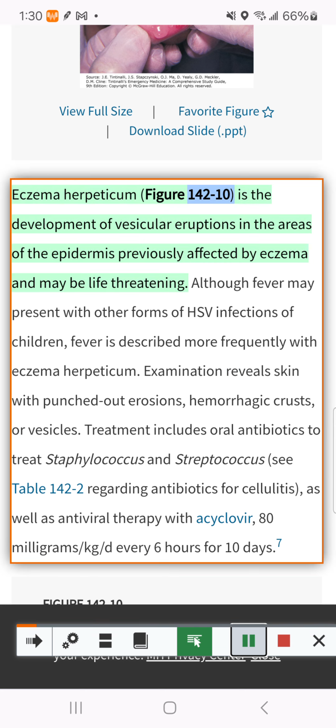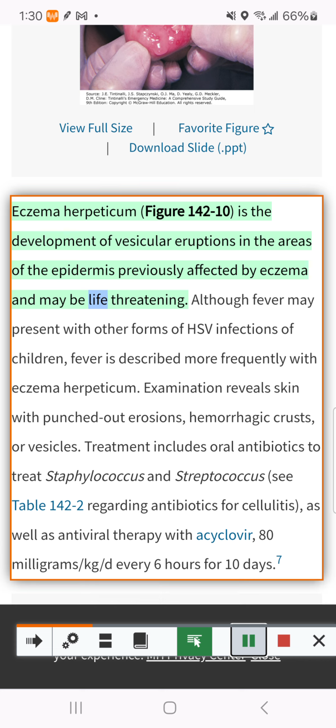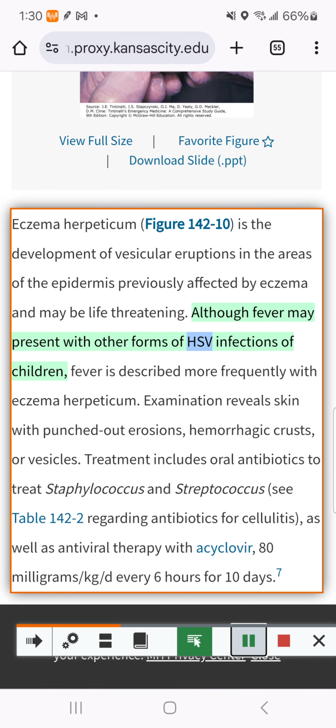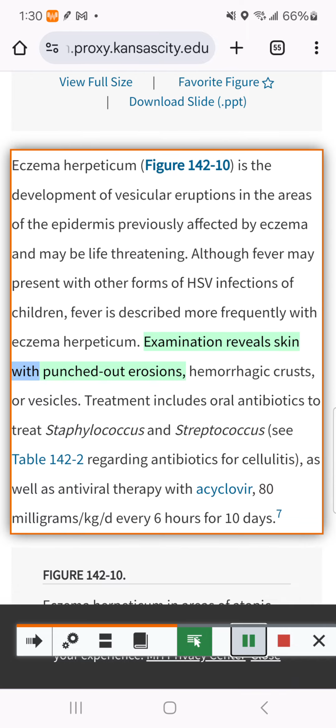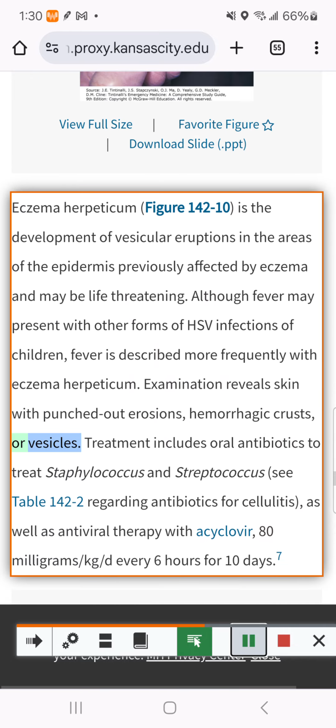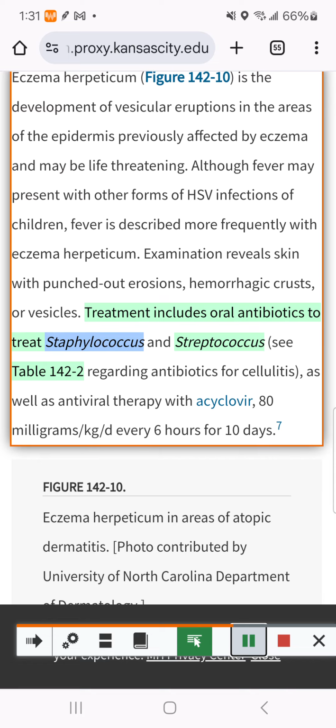Eczema herpeticum, figure 142-10, is the development of vesicular eruptions in the areas of the epidermis previously affected by eczema and may be life-threatening. Although fever may present with other forms of HSV infections of children, fever is described more frequently with eczema herpeticum. Examination reveals skin with punched out erosions, hemorrhagic crusts, or vesicles. Treatment includes oral antibiotics to treat staphylococcus and streptococcus.